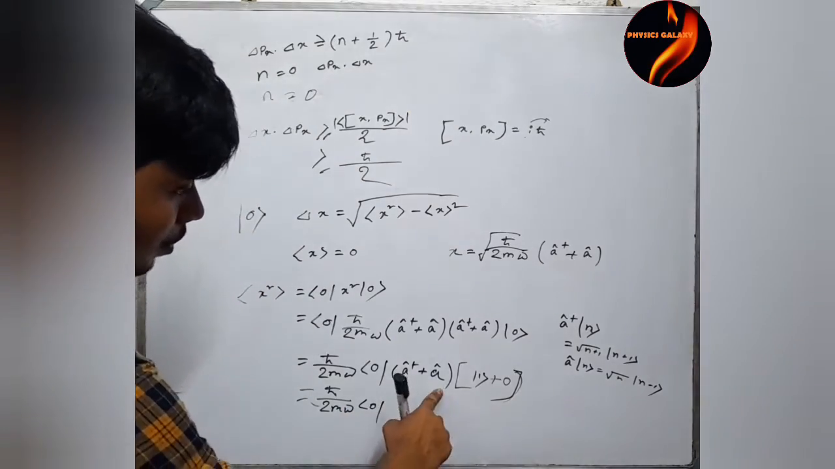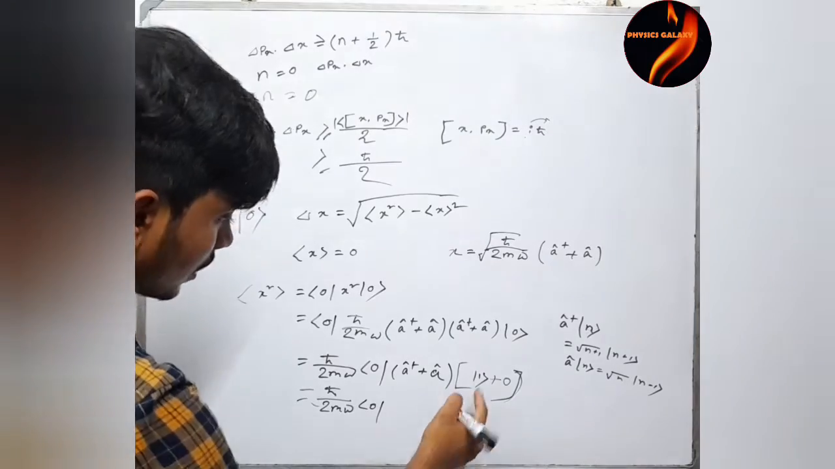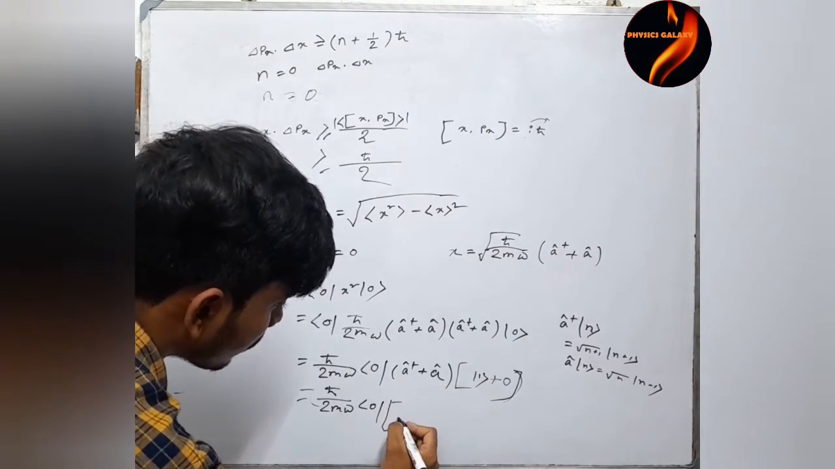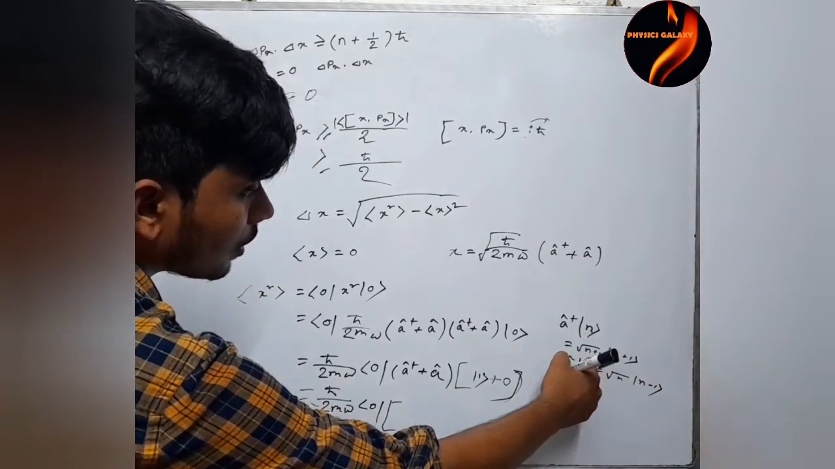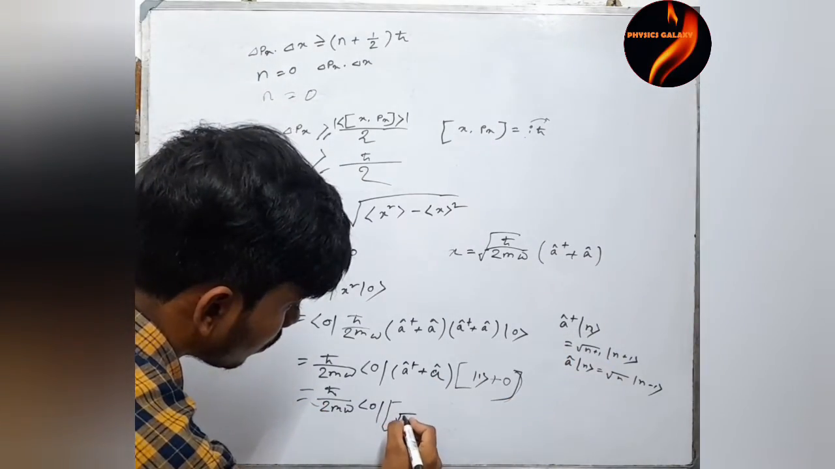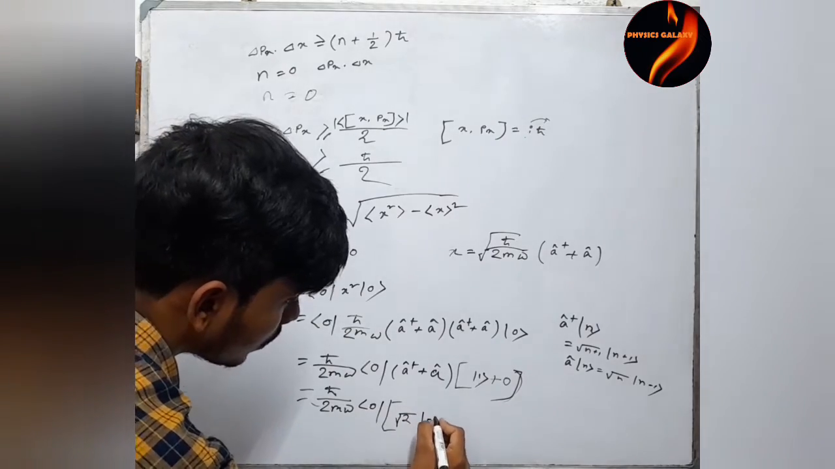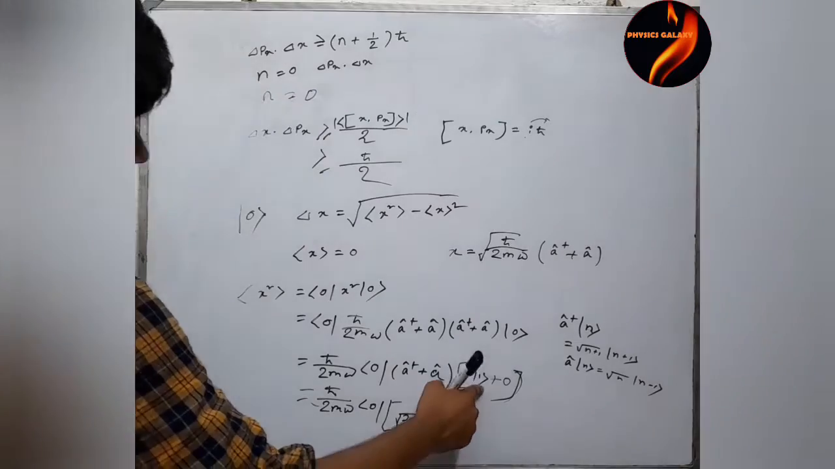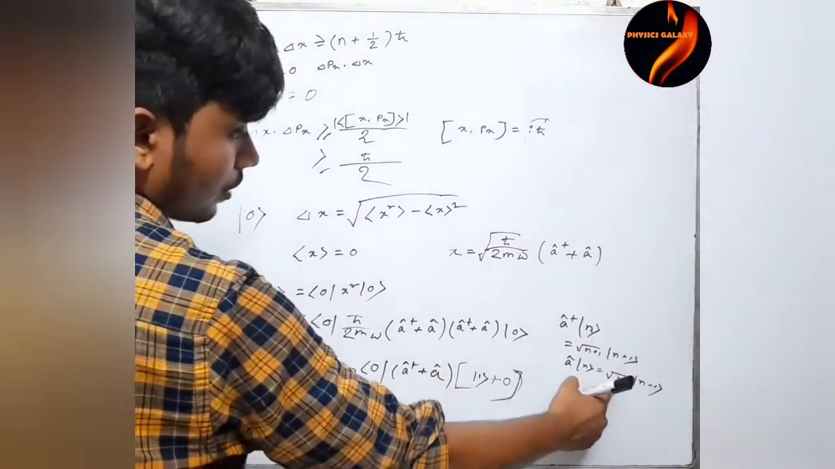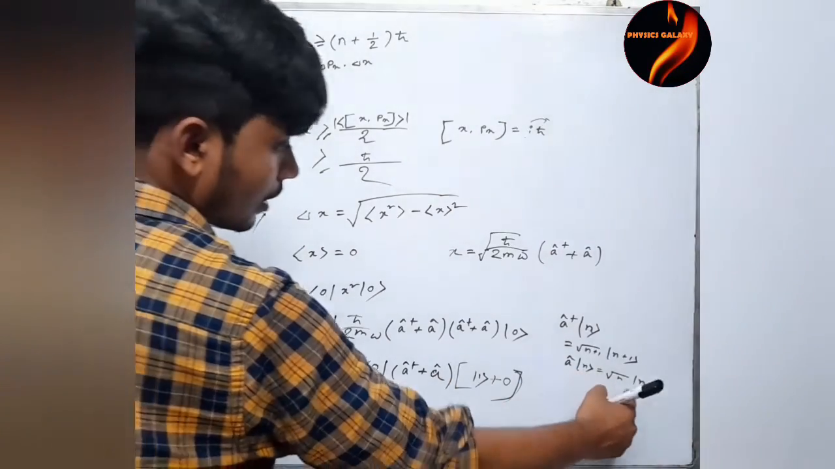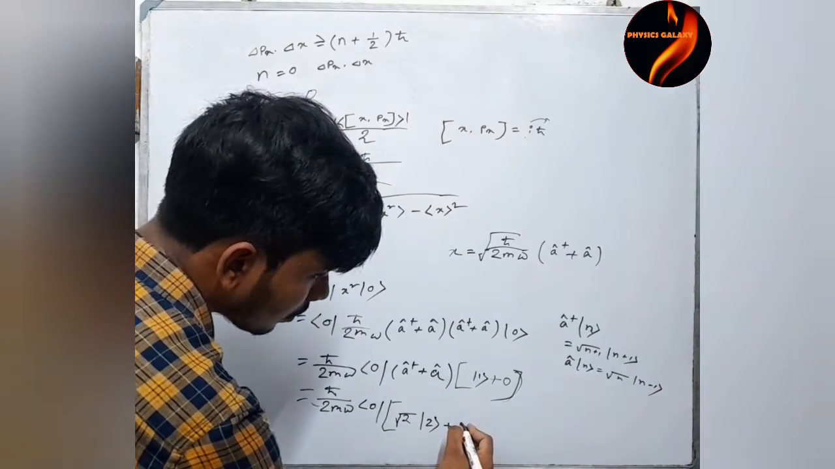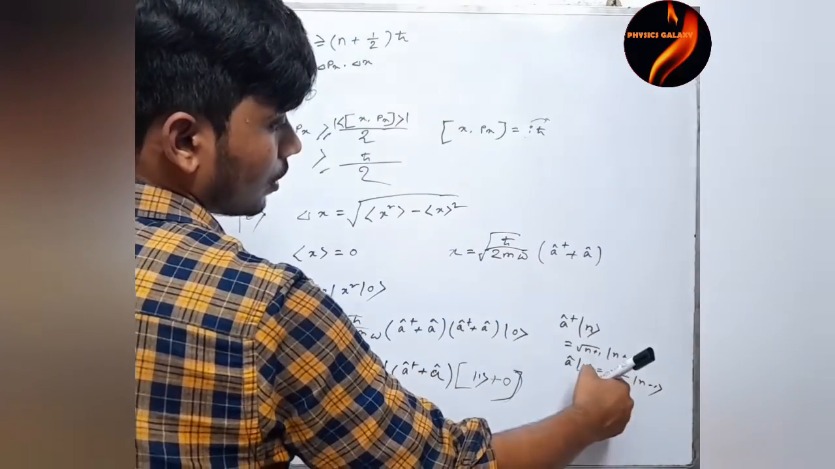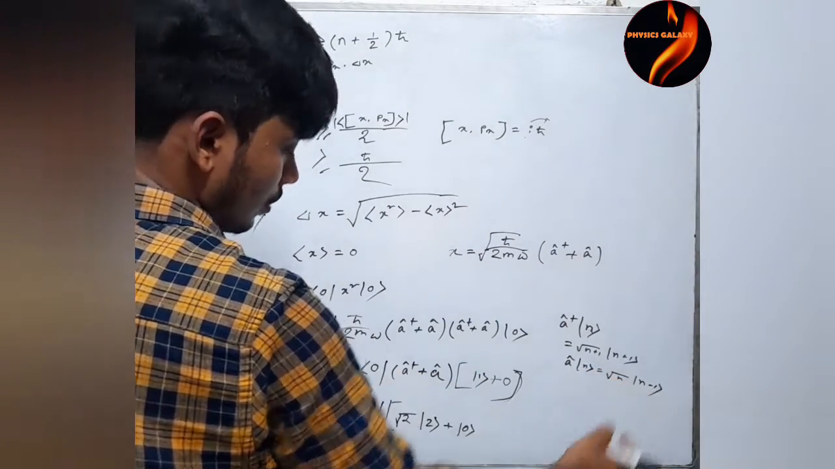Now we operate this operator with the first excited state, then if we put n equals 1, it will give root 2 into ket of 2. Plus, if we operate this lowering operator with the first excited state, meaning if we put n equals 1 here, then it will give root over 1 into 0, ket of 0.